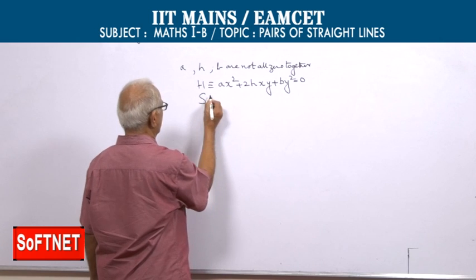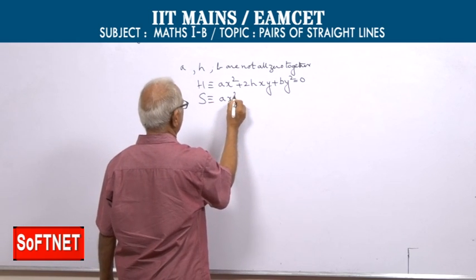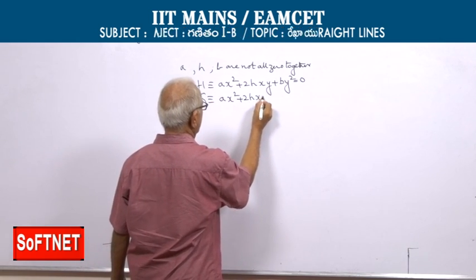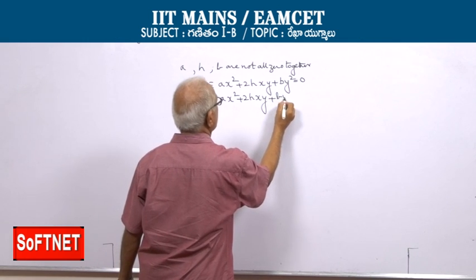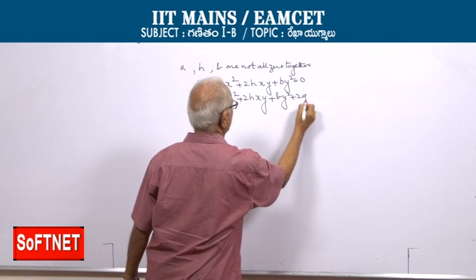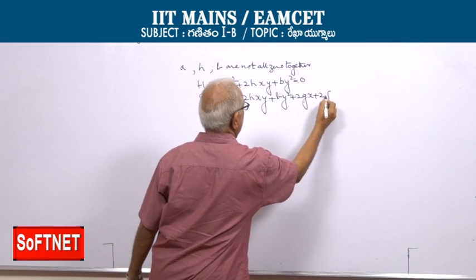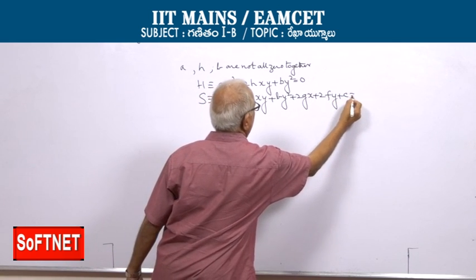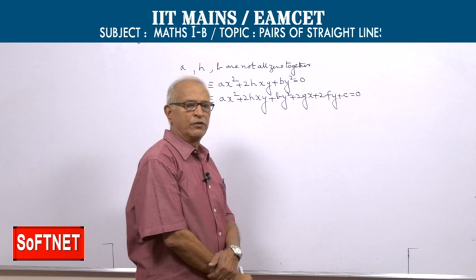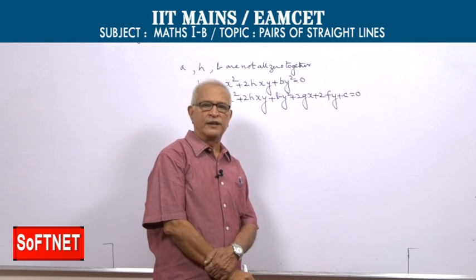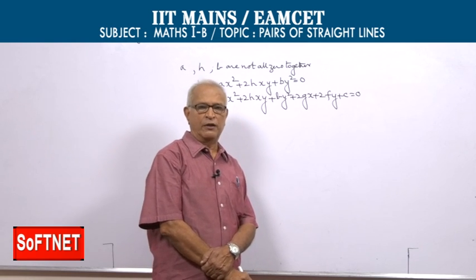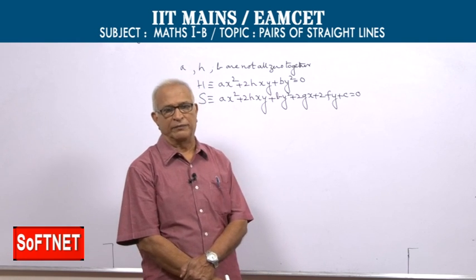అలాగే S identically equal to ax square plus 2hxy plus by square plus 2gx plus 2fy plus c equal to 0. ఈ రెండవ సమీకరణం, దీన్ని xyలో general equation of second degree in x and y అంటాం. xyలో రెండవ తరగతి సాధారణ సమీకరణం అంటాం.